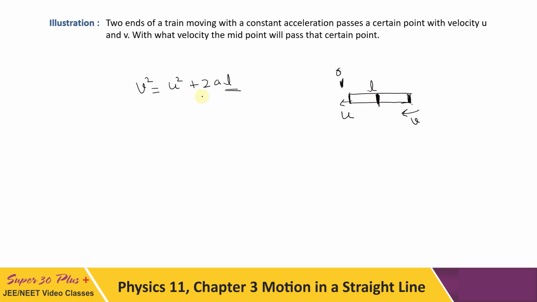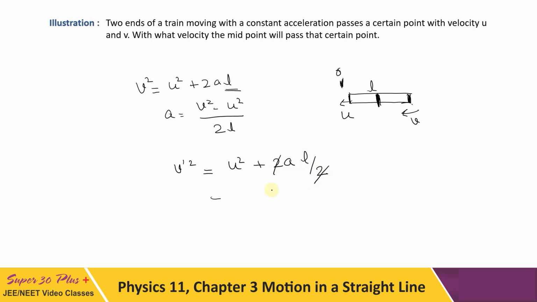Okay, so first calculate the value of a from here. a will be equal to v square minus u square upon 2L. We have to write for L by 2. After travelling a distance L by 2, what will be the velocity? Let that be v dash. So v dash square can be written as u square plus 2a, and in place of L, we now write L by 2.